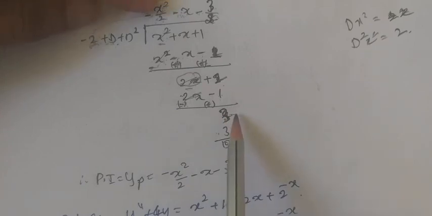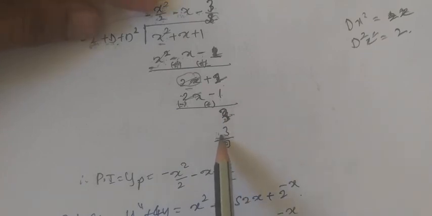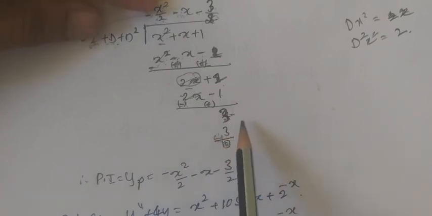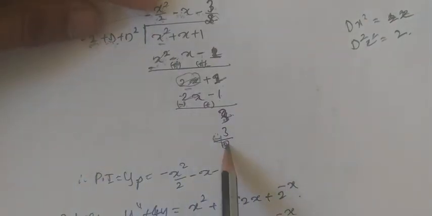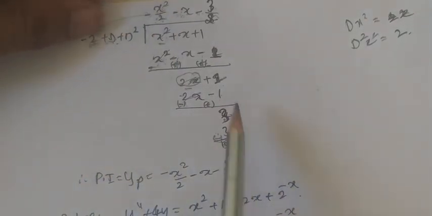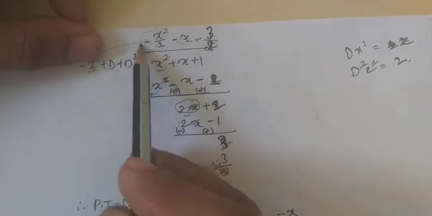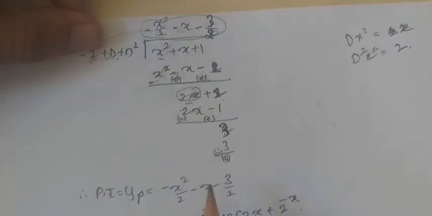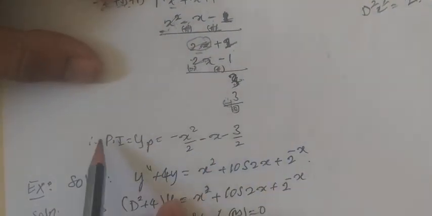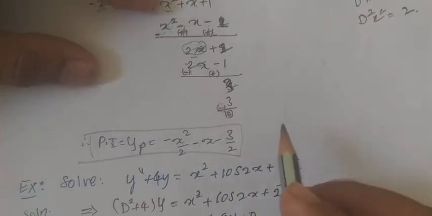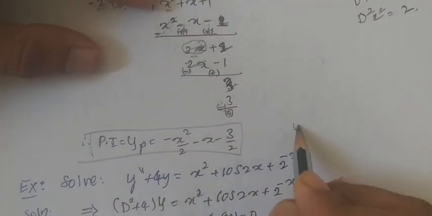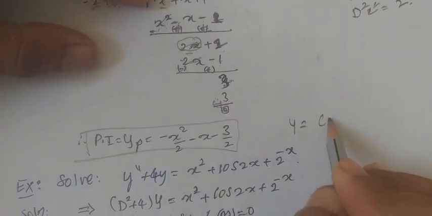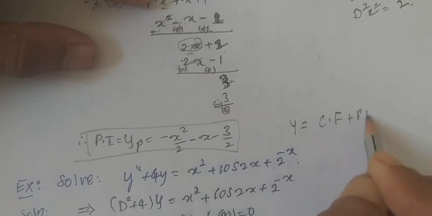Differentiation of this is 0, nothing to worry about that. So this becomes 3 plus 3. After subtraction it becomes 0. So you have to continue this process till you get the remainder as 0. Now after this, whatever you got here is called the PI. Therefore the required PI is this one. Therefore the general solution is written as y is equal to CF plus PI.